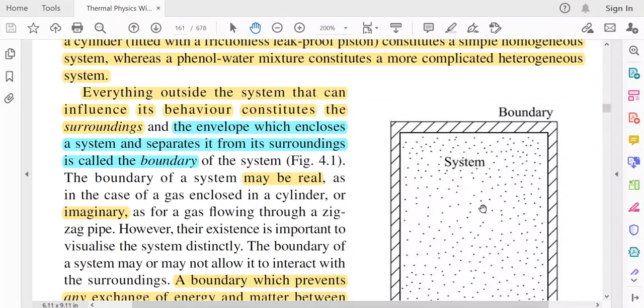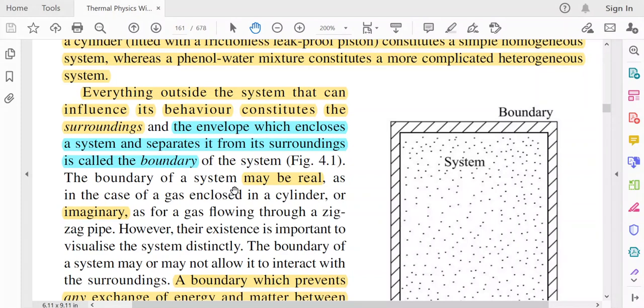So let us look at this figure. If this is the system, the envelope of the system will be its boundary, and beyond the boundary, that is the surroundings. So this one is the system and this one is the boundary.